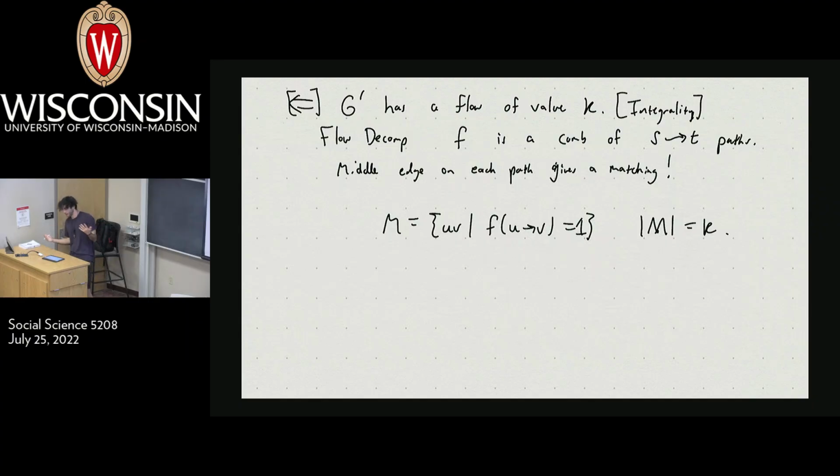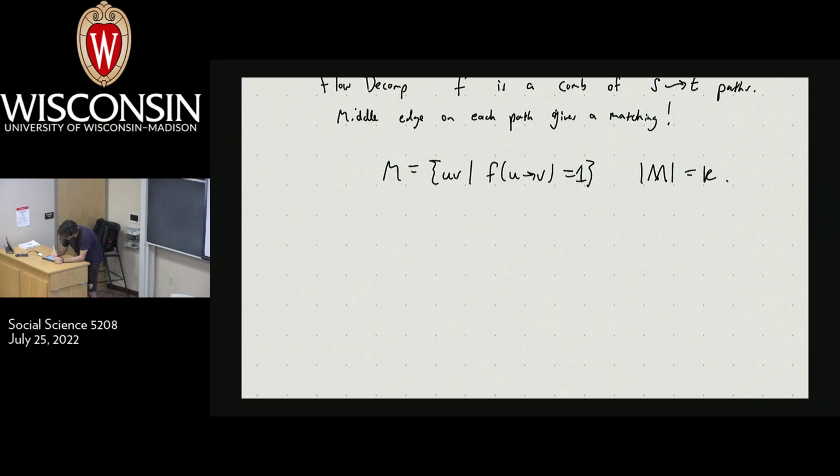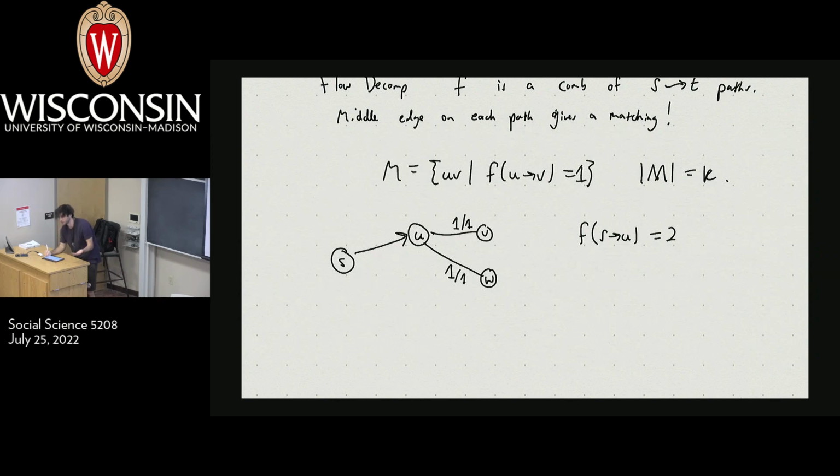Why is it a valid matching? Well, suppose there were 2 edges, U to V and U to W. So for this to happen, we would need the flow, so this is both 1 unit of flow. But what has to enter U? We would need the flow from S to U to be 2. That's a contradiction on the capacity.